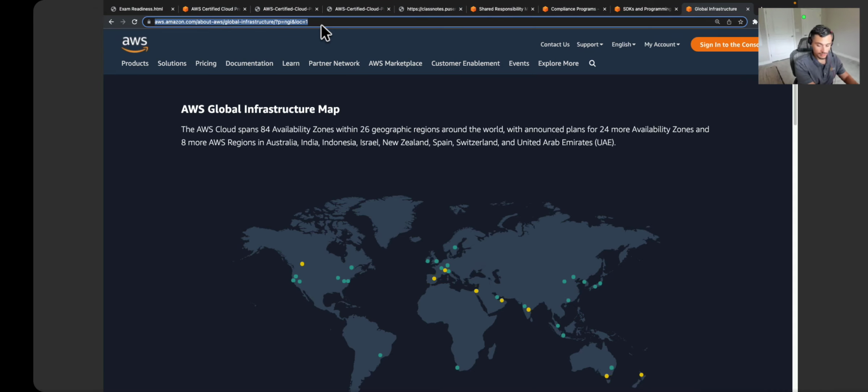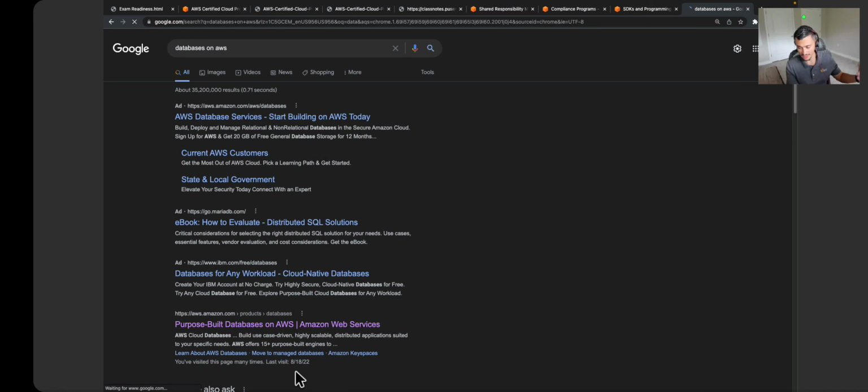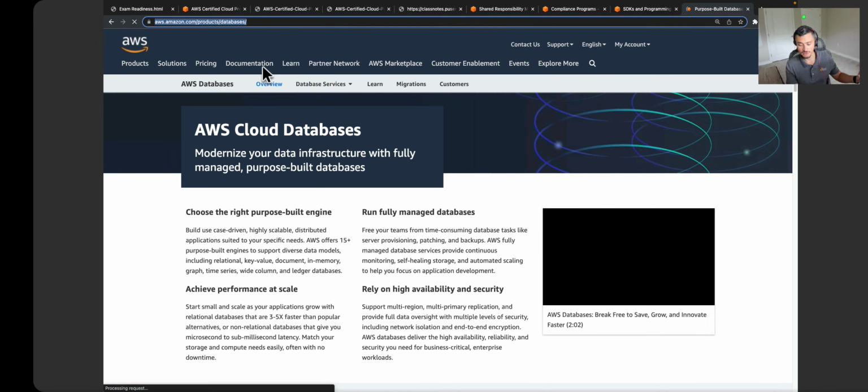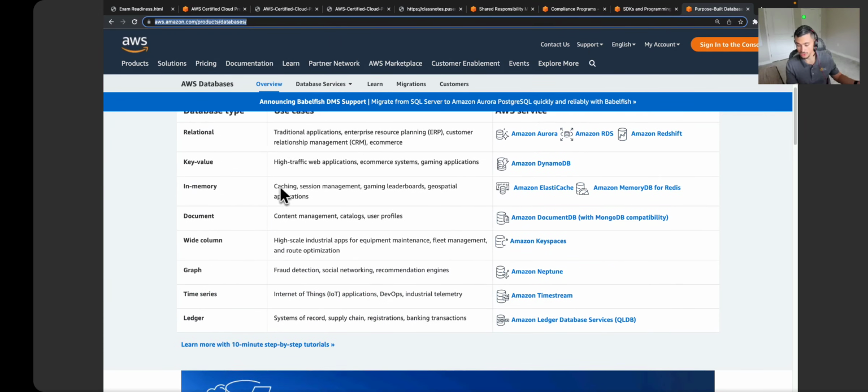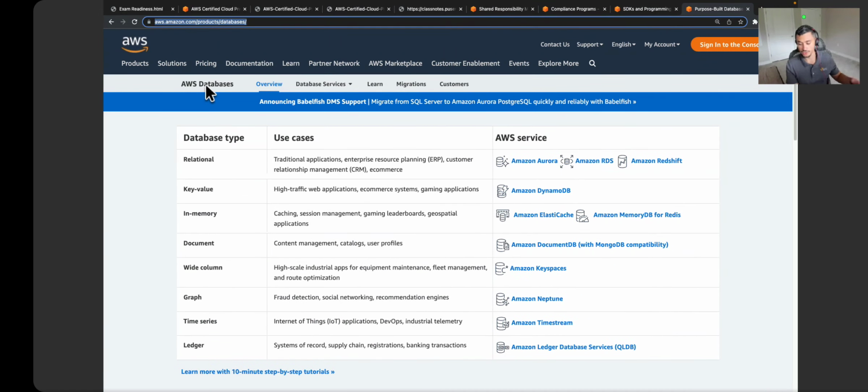And if you go on databases on AWS, you can read more about all of our databases. There are actually 15 purpose-built database offerings, engines that you can choose from, and you can read more about them on this page here. So I'll just drop that link in the chat.